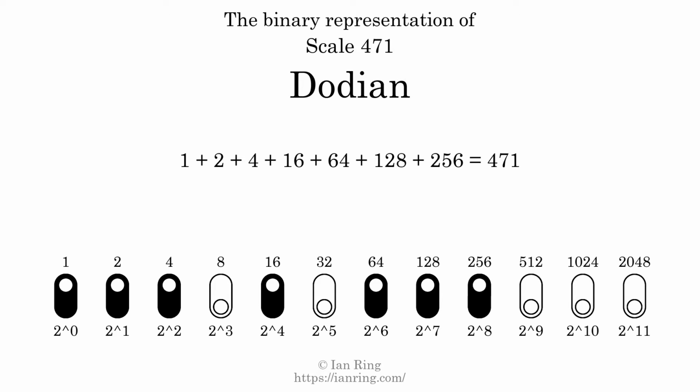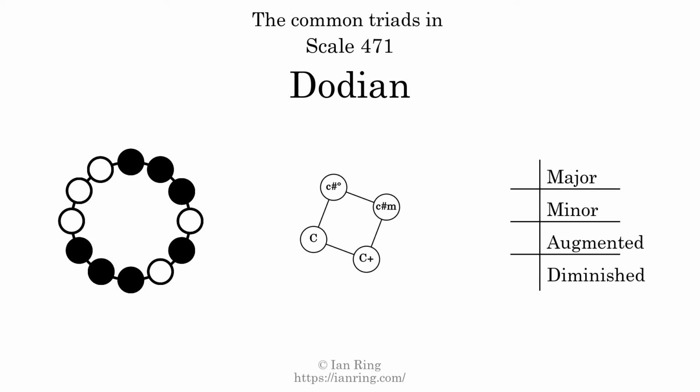The scale number not only enumerates the scale with a unique index, but it also literally describes the tonal content of the scale. Represented as a binary number in base 2, the scale number is 0001110101111. Here are the common triads present in this scale.